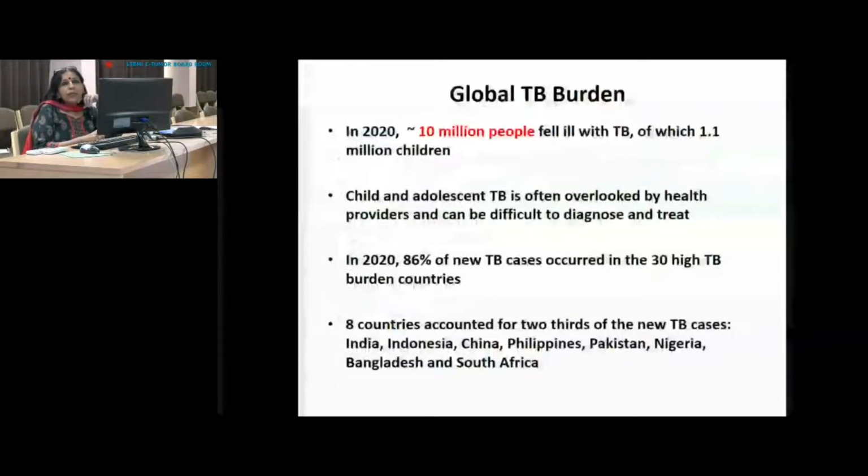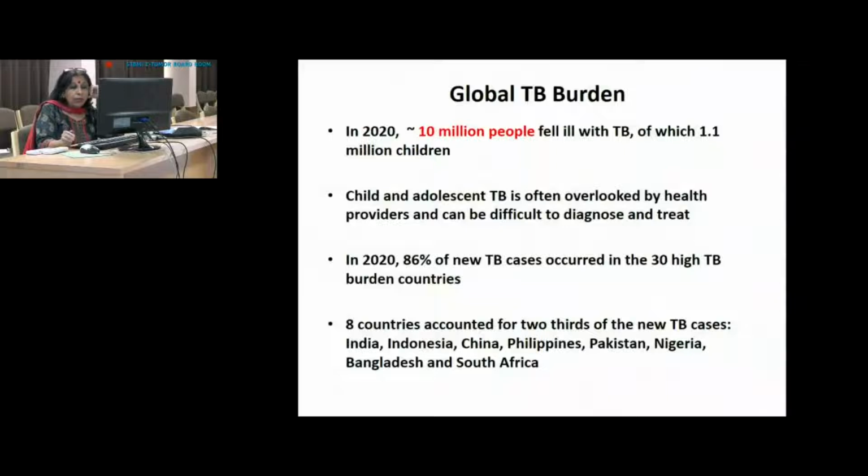So what is the global TB burden? When we talk about the importance of a disease, we must know why it is important. So the global TB burden is so much that in 2020, 10 million people fell ill with TB. Out of this, 1.1 million were children. Why I am talking about children is because children and adolescent TB is sometimes overlooked by their caregivers and health providers. It can also be very difficult to diagnose and treat at times.